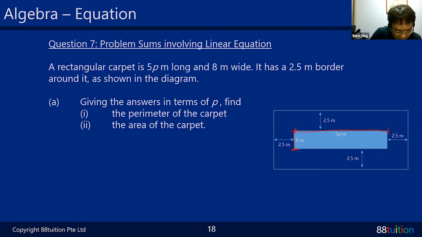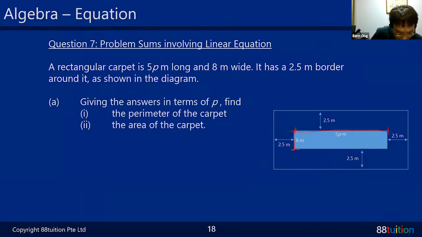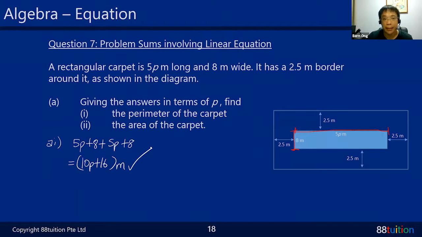Easy lah, perimeter. How hard can you get? Perimeter means what? All right, part A, perimeter means the 5π plus the 8 plus the 5π plus the 8. Therefore, the perimeter is 10π plus 16. All right, do you get this? Put a bracket, put a meter like that. Yes, 10π plus 16.